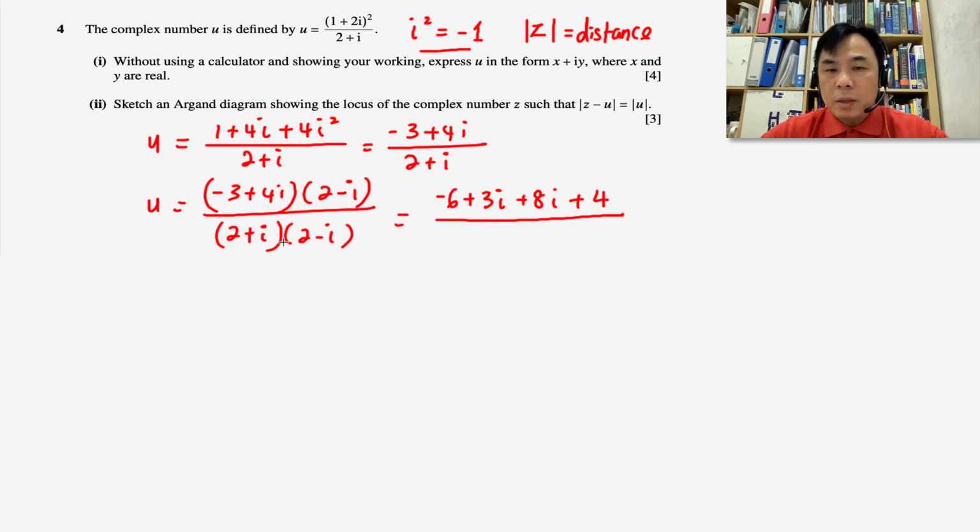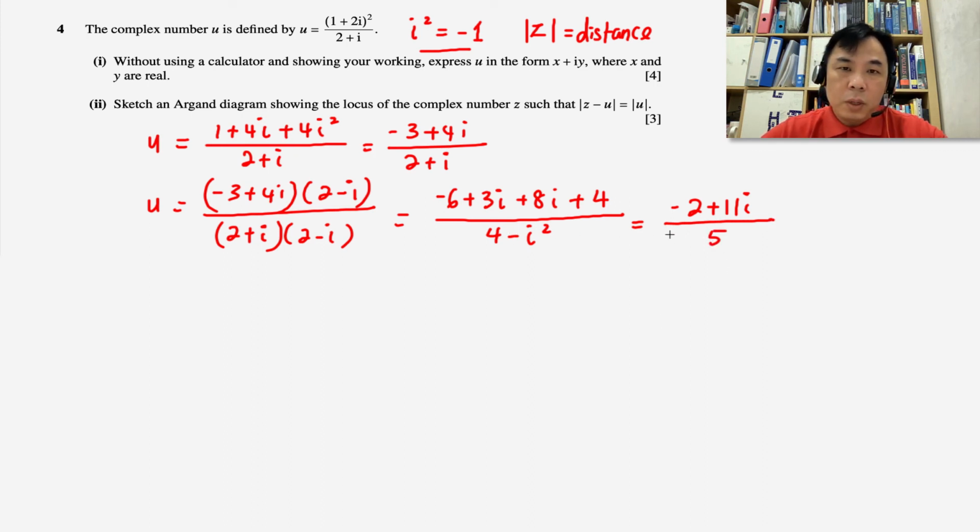If you expand this, or by using the a squared minus b squared formula, we will end up with 4 minus i squared. That's the one thing you need to remind yourself of. And then after that, simplifying the numerator, we will get negative 2 plus 11i divided by a 5 here.